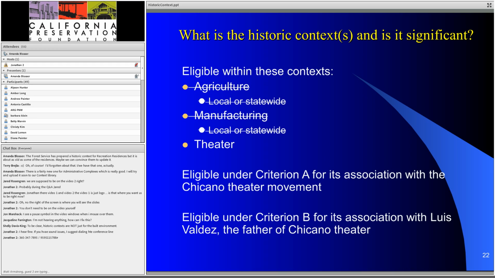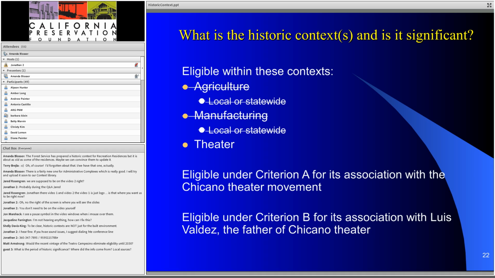And the other context that we're going to have to explore is Luis Valdez as the father of Chicano theater. He's a poet, he's a playwright, and an artistic director. So as you can see, we have our work cut out for us. But that's sort of an example of the historic context that we would develop for this type of resource.